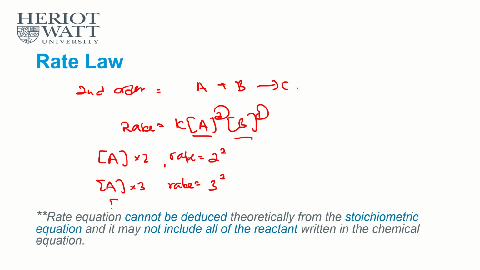Alright, now if I increase the concentration of A 4 times, then the rate will be 4 to the power 2. So the increment of the concentration, you put it as power 2. That will be equivalent to the rate of reaction. You get it? So that's how we determine the order of reactions. Now come back to these reactions.